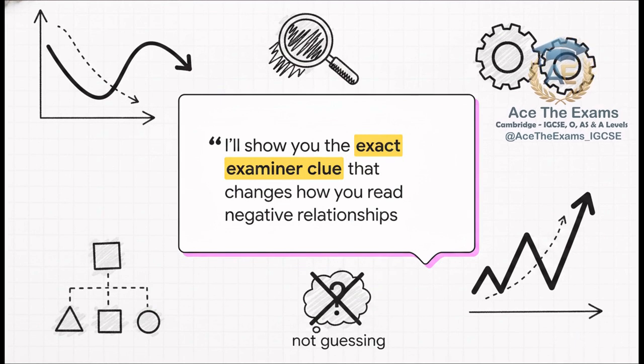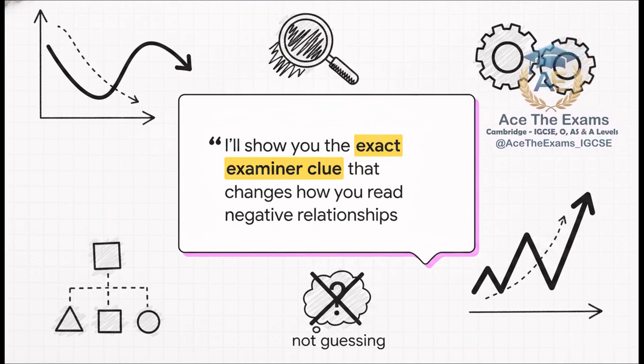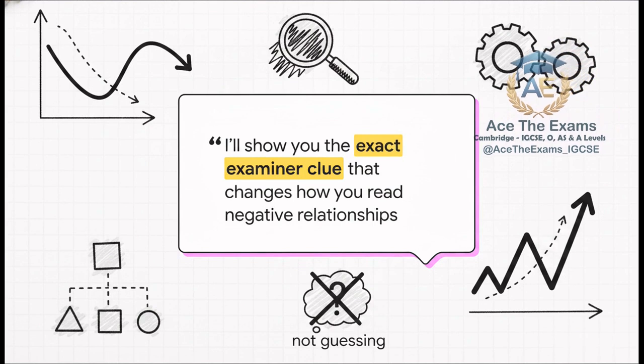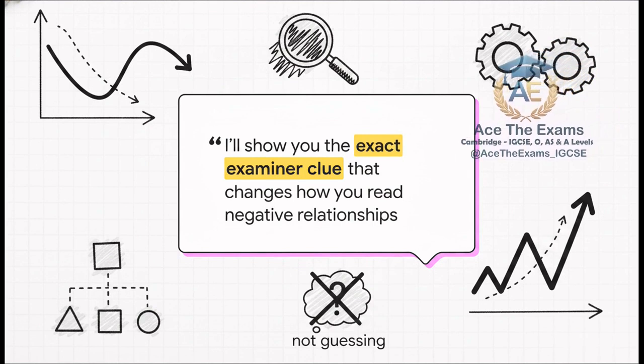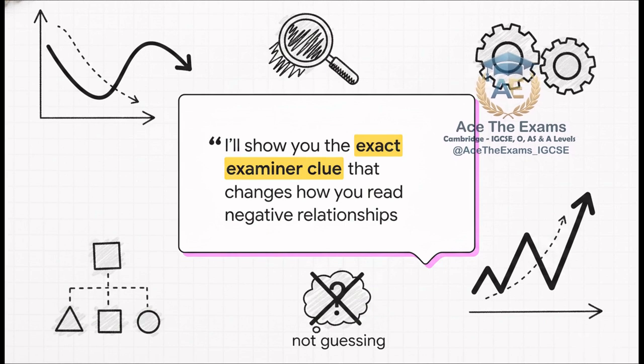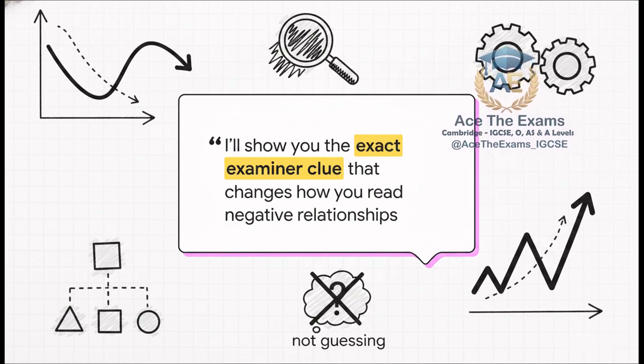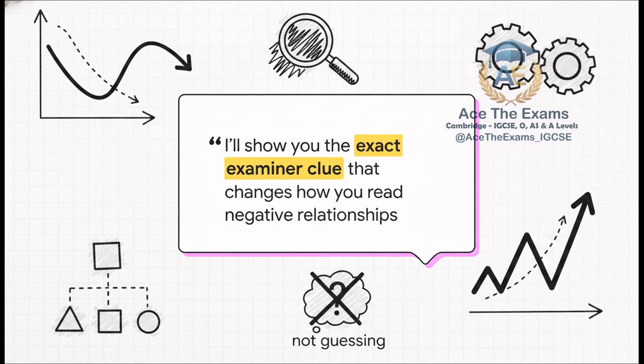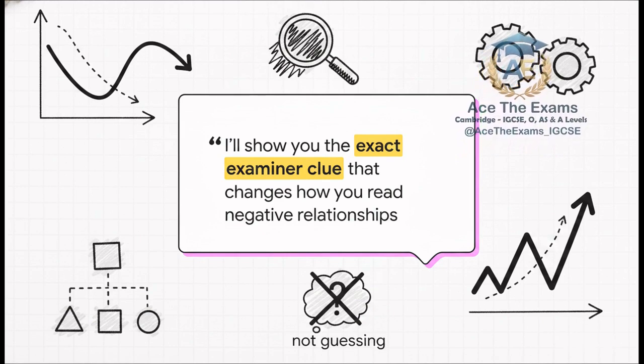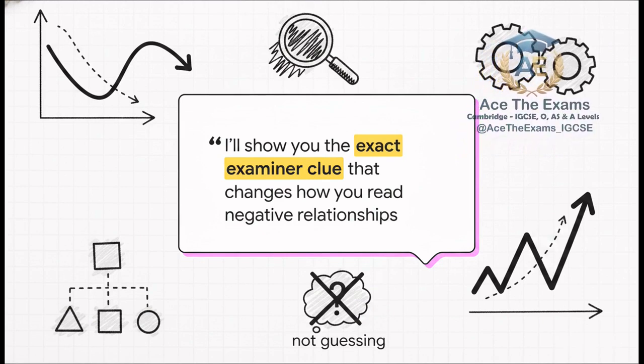Now, understanding those basics is great, but applying them to complex curves, yeah, that's where students tend to panic. In just a minute, I'm going to show you the exact examiner clue that completely changes how you read negative relationships on these things. It's a real game changer. But first, you really need the framework that actually makes that clue obvious, because without this framework, you're honestly just guessing at what the graph means.